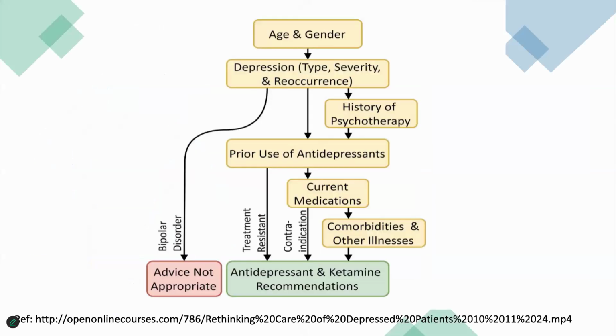So this is all the information which is taken by the chatbot, which is the age and gender of the patient, depression in the sense that the type of depression, severity and the recurrence, and the history of psychotherapy, the prior use of the antidepressants, current medication, comorbidities and other illnesses. All this data is taken by the other projects.